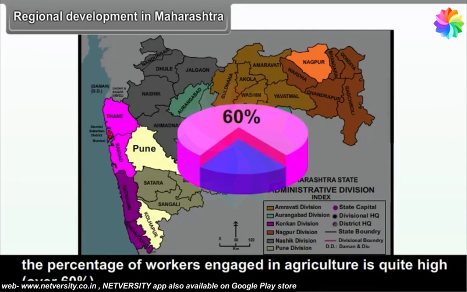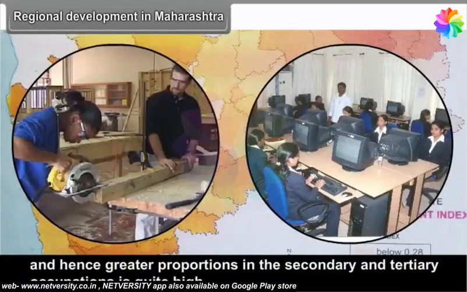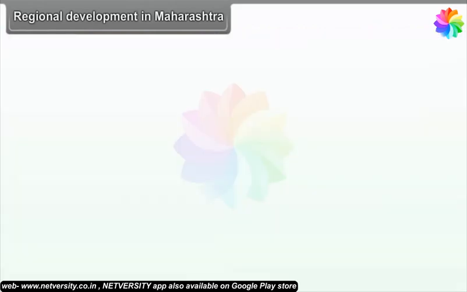Except for the districts like Mumbai, City and Suburban, Thane, Pune, Nagpur, Raigad and Kolhapur, the percentage of workers engaged in agriculture is quite high, over 60%. The districts mentioned above are known for having industrial base and high level of urbanization, and hence greater proportions in the secondary and tertiary occupations is quite high.